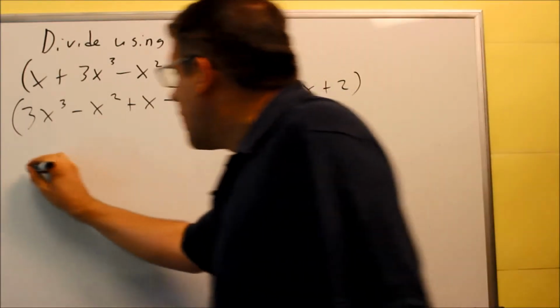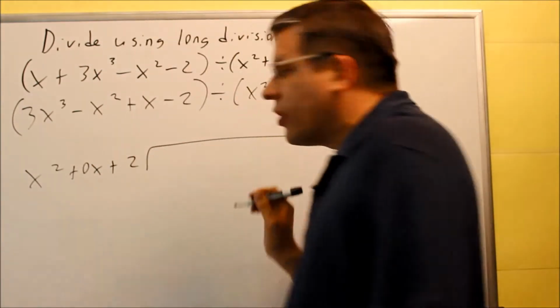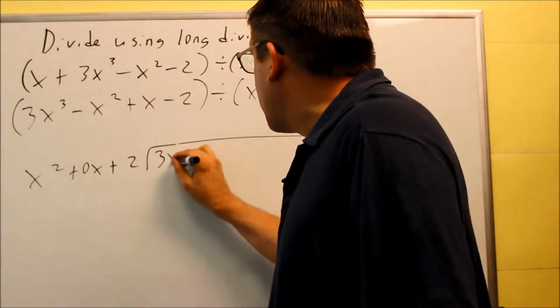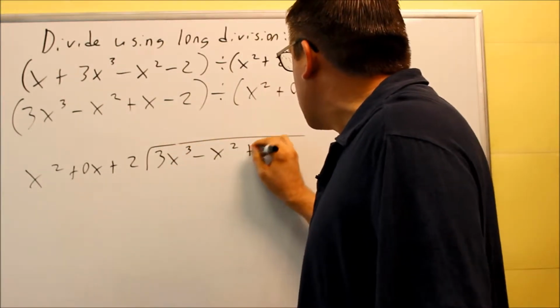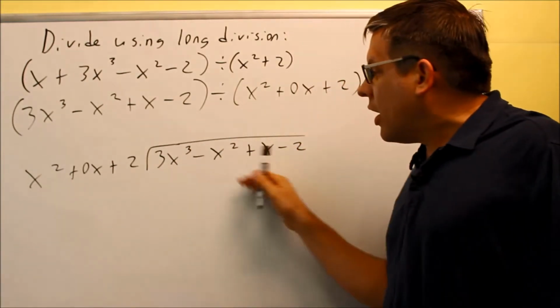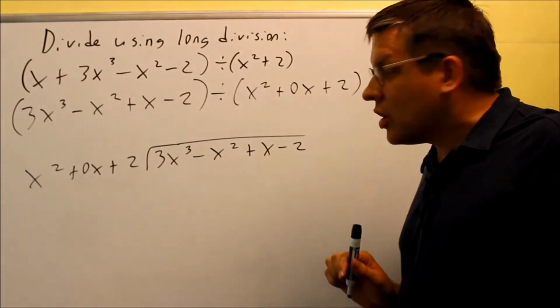So first we put x squared plus 0x plus 2. We're going to put that whole thing on the outside, including the 0. We need that there. On the inside, 3x cubed minus x squared plus x minus 2. Okay, so this is all written out with descending terms. We're ready to start our long division.